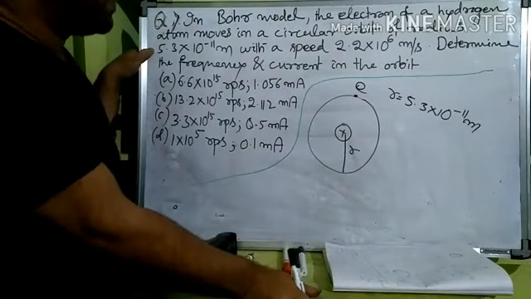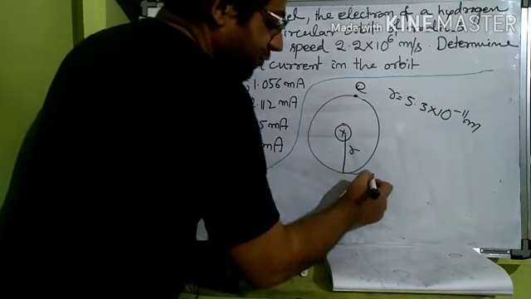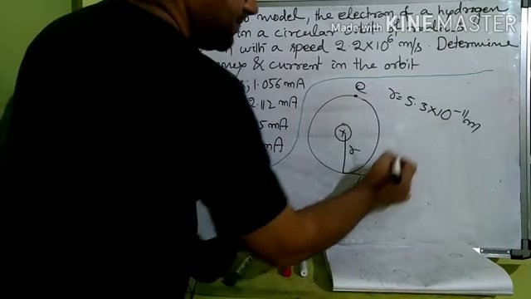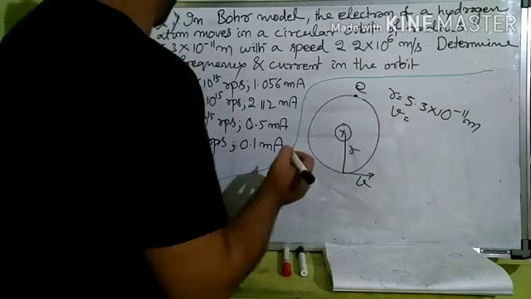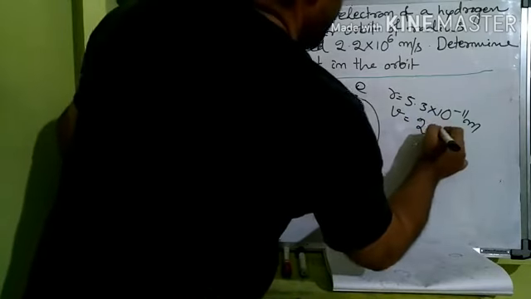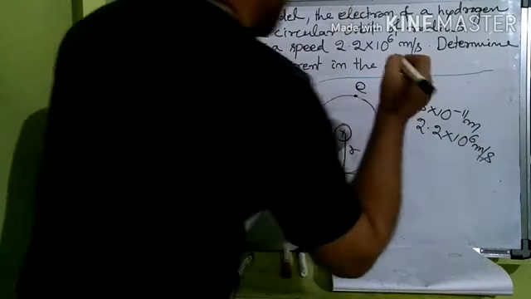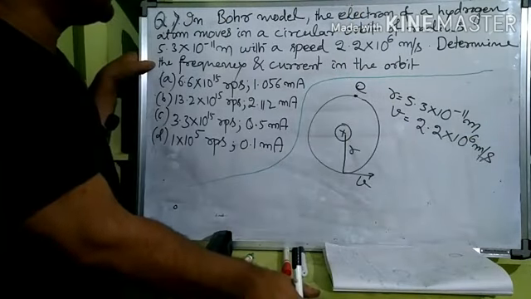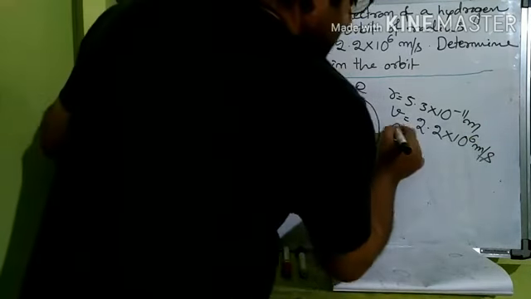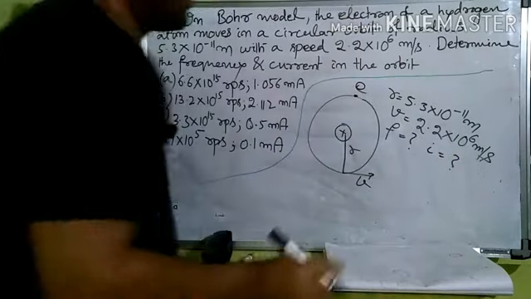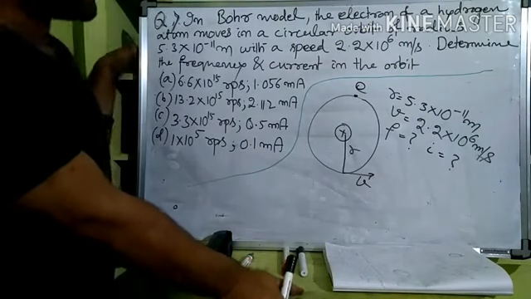With a speed. So when it's moving, it will rotate with a speed, let us say that's V. V is given to be 2.2 × 10^6 meter per second. Determine the frequency and current in the orbit. Frequency is equal to how much and current I is equal to how much? These two are the questions. Some options are available.